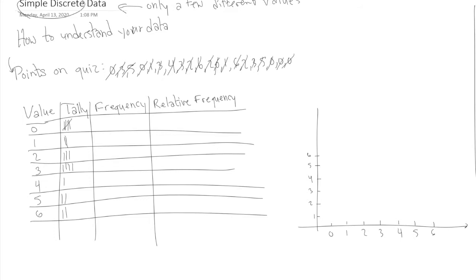I'm going to keep doing this until I've taken into account every single grade on the quiz. When we do tallies, we have 4 vertical lines. The 5th one we cross out, so that in case we had like 20, we wouldn't have to count a bunch of vertical lines. We can count in groups of 5.